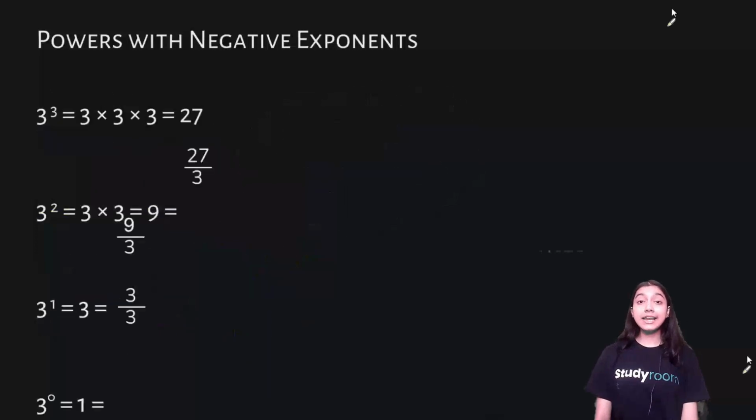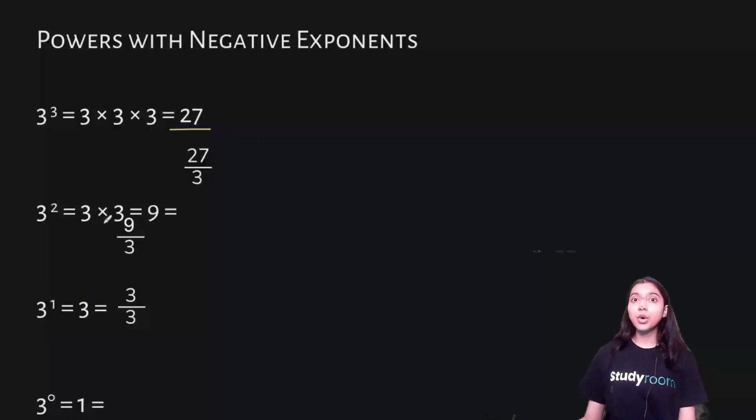Now let us take another example. So here we have 3 cube. That means 3 will be multiplied with itself 3 times. So we have 3 multiplied with 3 multiplied with 3. That gives us 27. Next up we have 3 square. That is 3 will be multiplied with itself 2 times. 3 multiplied with 3 gives us 9. Next we have 3 to the power 1. That means 3. And 3 to the power 0. Anything to the power 0 is 1. So we have 3 to the power 0 is 1.